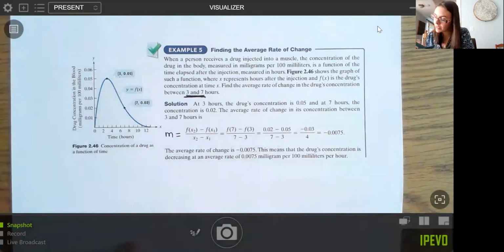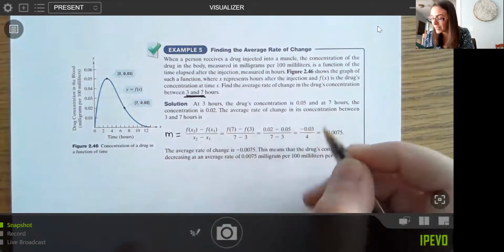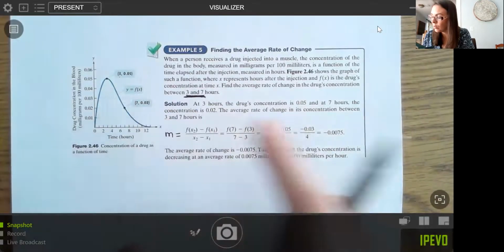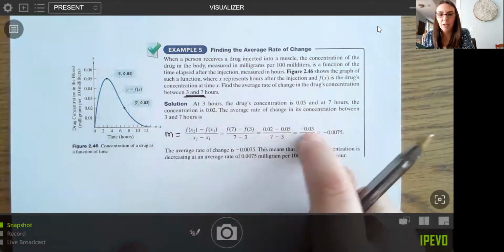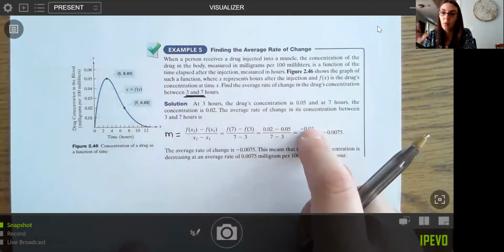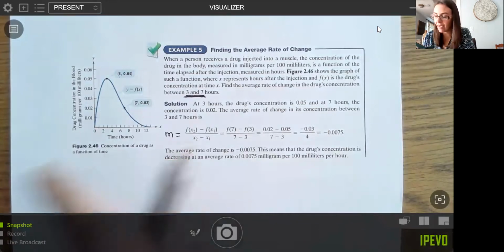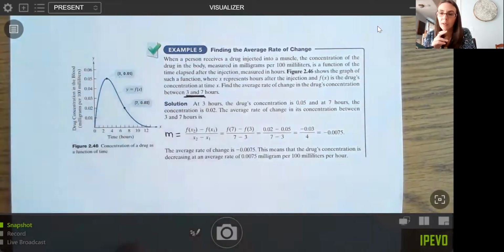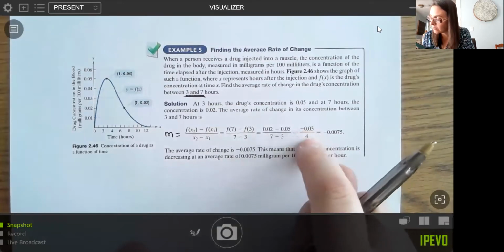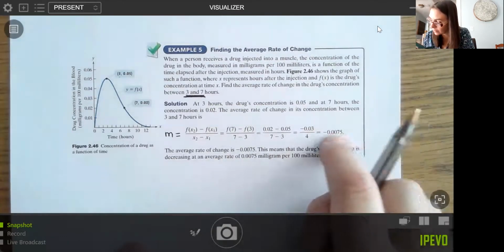Oftentimes for an average rate of change, we do end up dividing this out, particularly for applications. We don't like to leave decimals and fractions mixed. That's very messy. We usually pick one or the other. Normally for slope, we like fractions, but for applications, if they have decimals already, you probably want your answer in decimal form. So all you do is type this into your calculator and divide, and you get this value here.